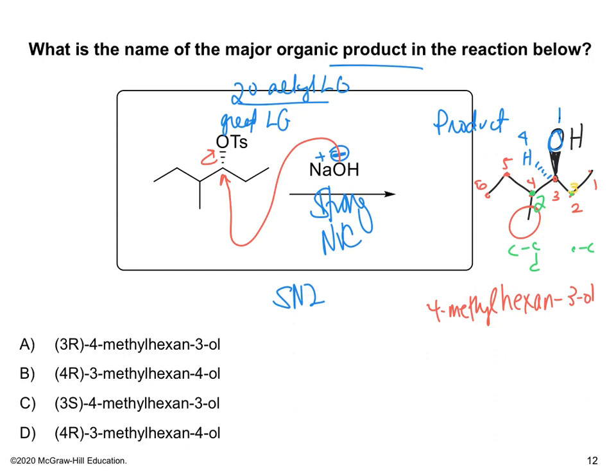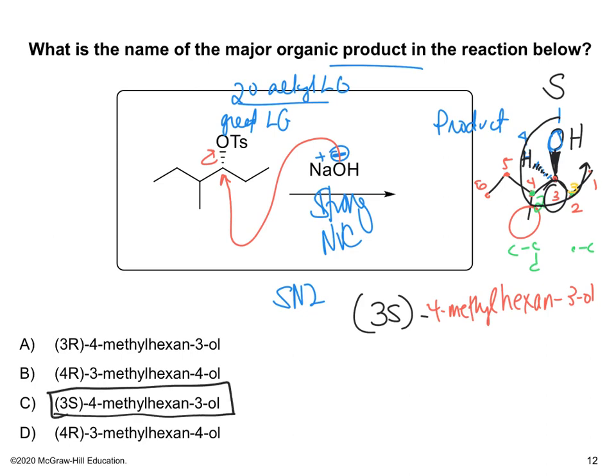So if we connect the 1, 2, 3, we are turning the steering wheel to the left. So that is an S. That's counterclockwise, we're turning it counterclockwise. It's an S. Does S stay S? Yes, because our lowest priority is in the back. So this is 3S, and you put that in parentheses. 4-methylhexan-3-ol. So that would be your name.